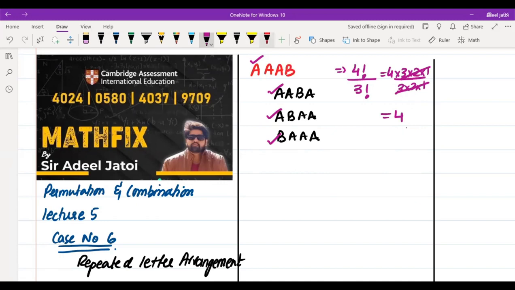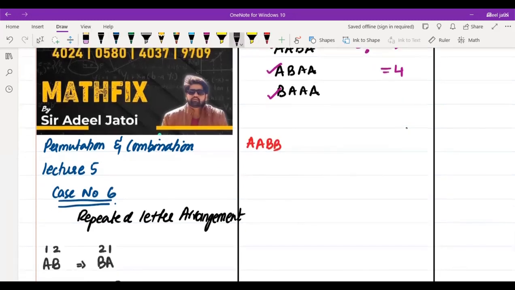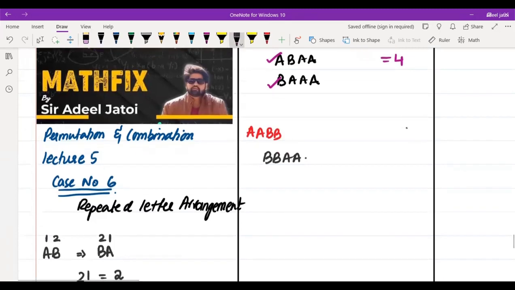Similarly, with the same type of question, if we say we have 2 A's and 2 B's. So what are the ways of writing down 2 A's and 2 B's? So we can write this as two B's and obviously two A's. We can write this thing as B A B A.